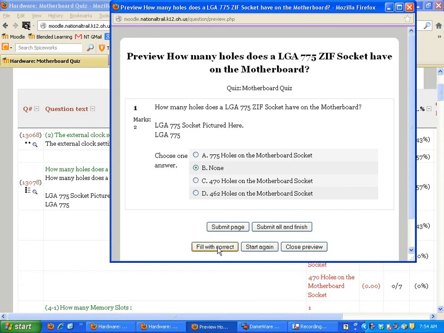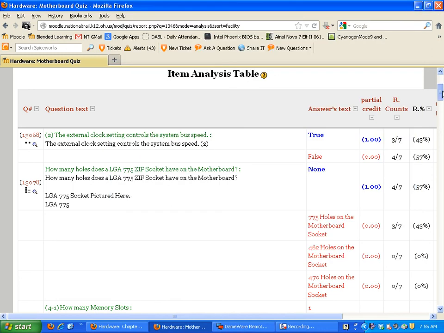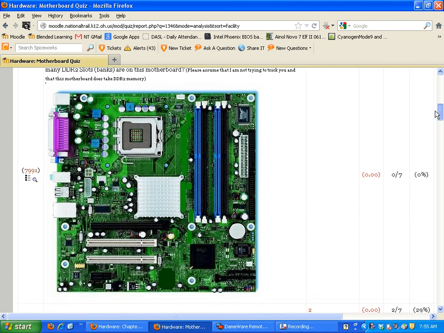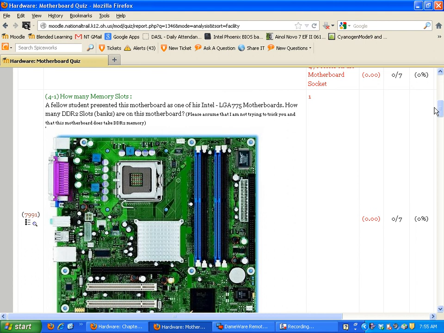Okay, so how many holes on the LGA 775 ZIF? I've gone ahead and said wrong, that's got to be false. Okay, because I know it's an LGA. If it said PGA, then it would be 775. So yes, trick question just to see if you're reading. Oh man, I believe I got that one wrong. That stunk. Okay, so let's look at this one.